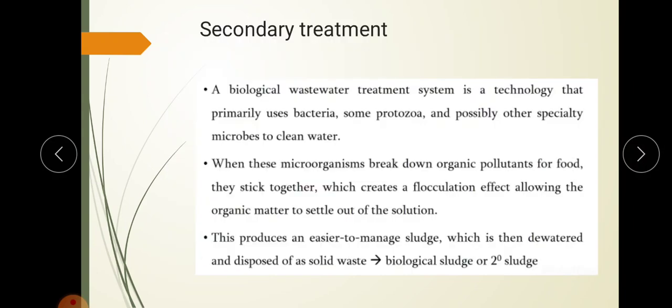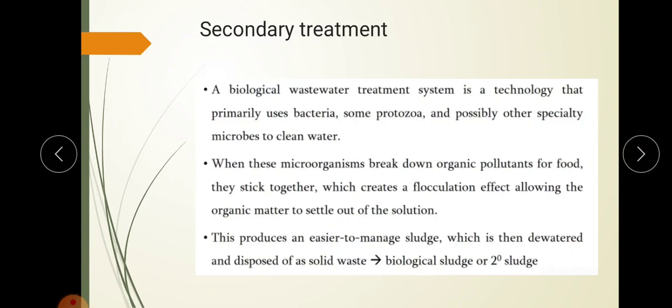So secondary treatment means biological wastewater treatment is a technology that primarily uses bacteria or some protozoa and possibly other microbes to clean the water. So here we are using bacteria, protozoa or other microbes to clean the sewage. And when these microorganisms break down organic pollutants for food, they stick together and it will create a flocculation effect, and this flocculation allows the organic matter to settle out of the solution.